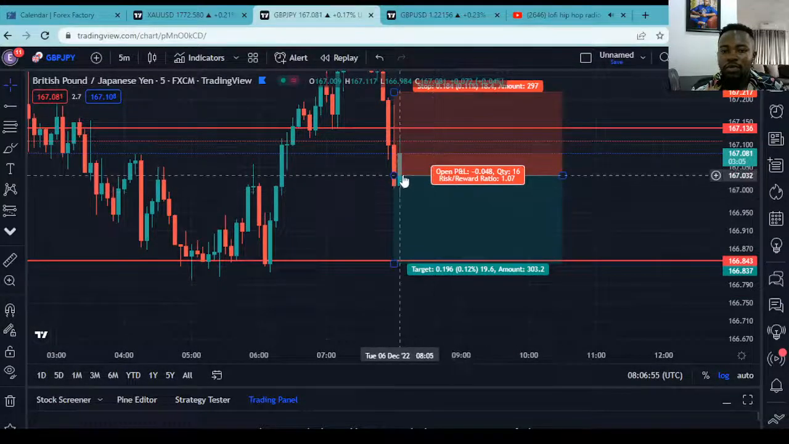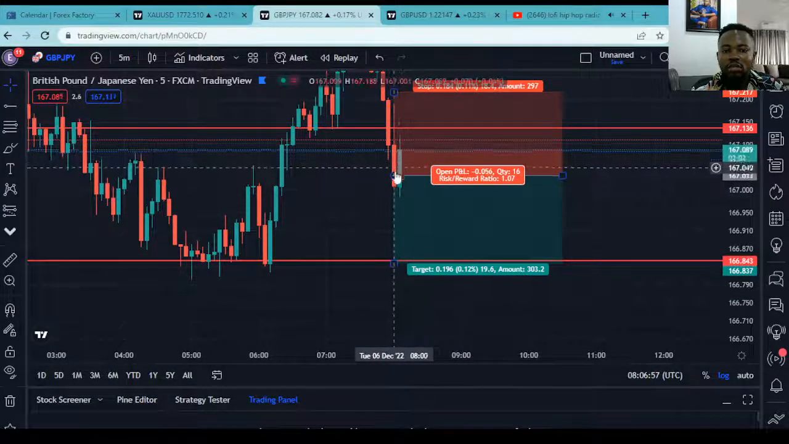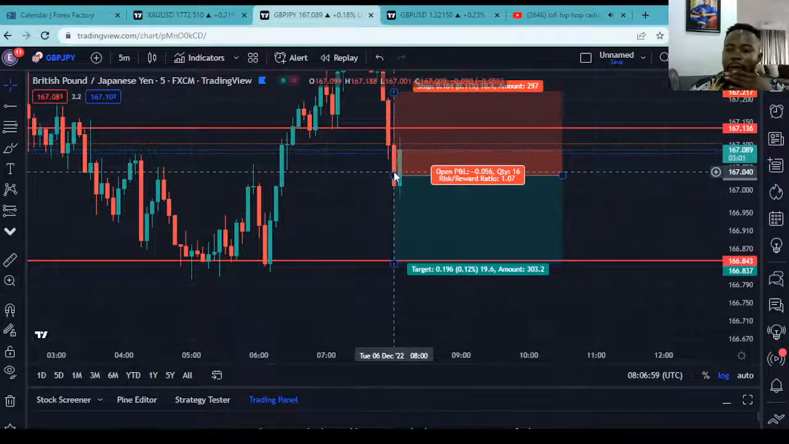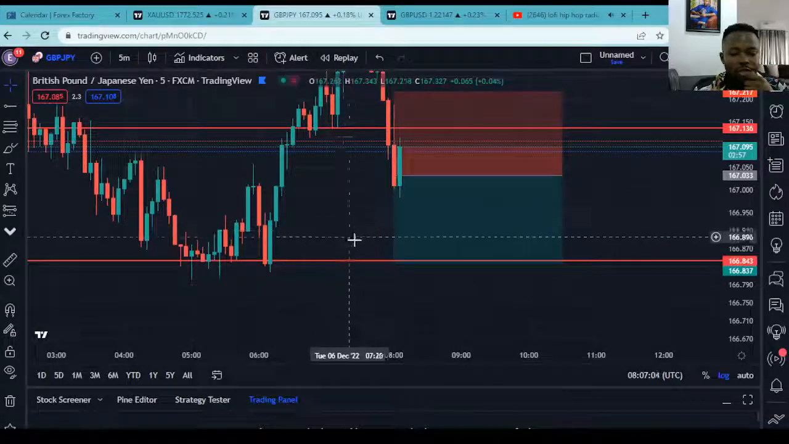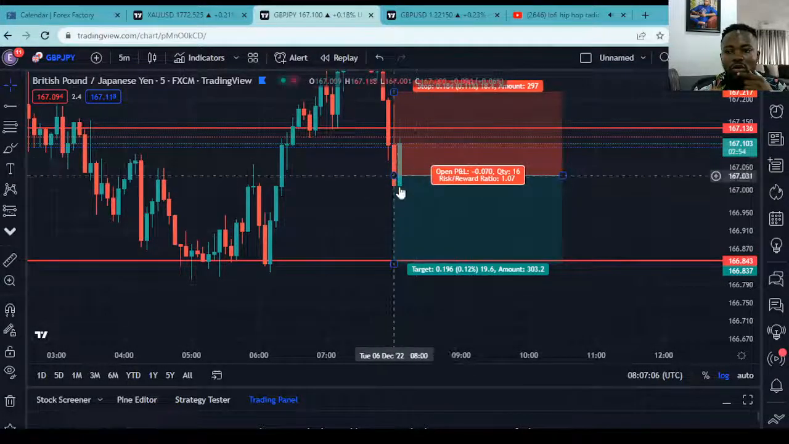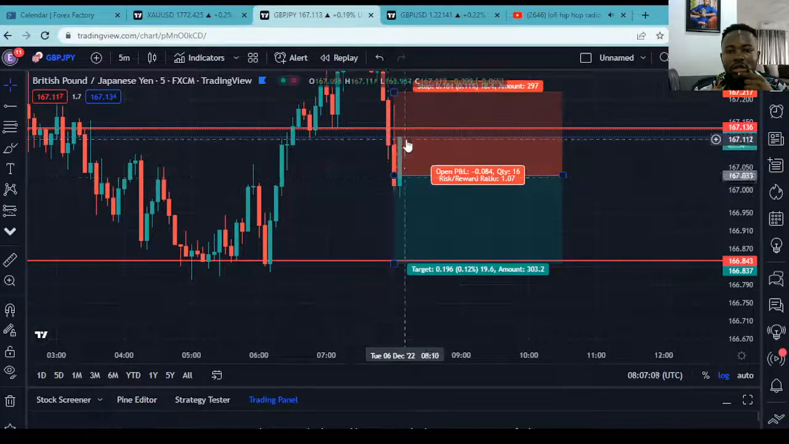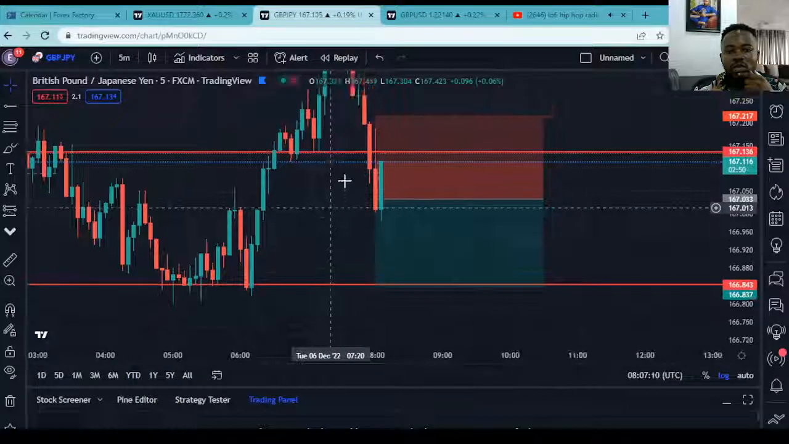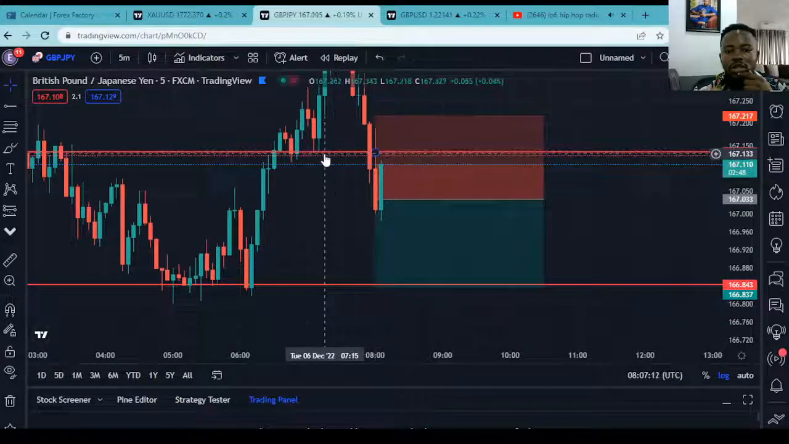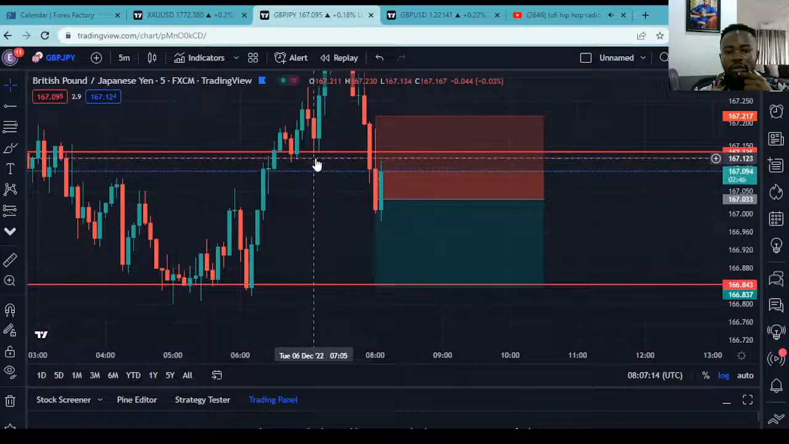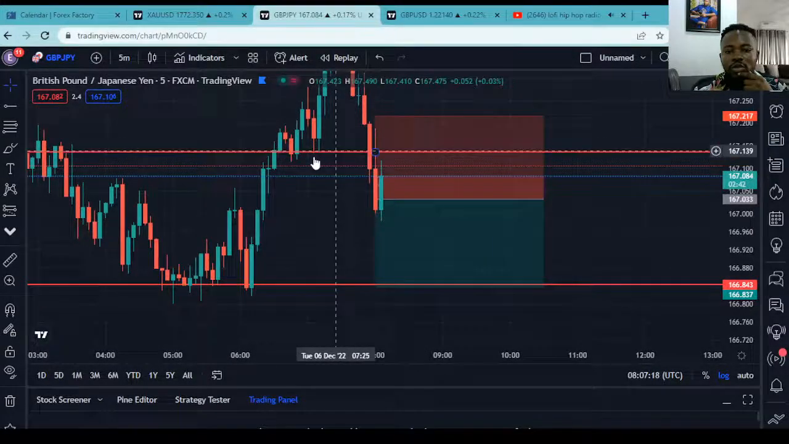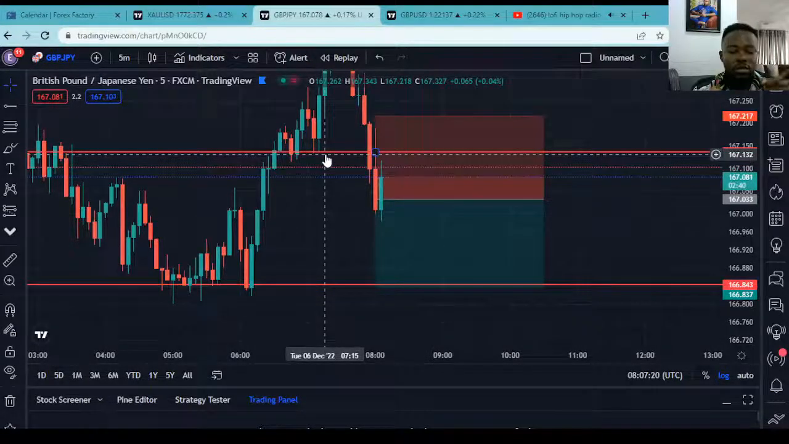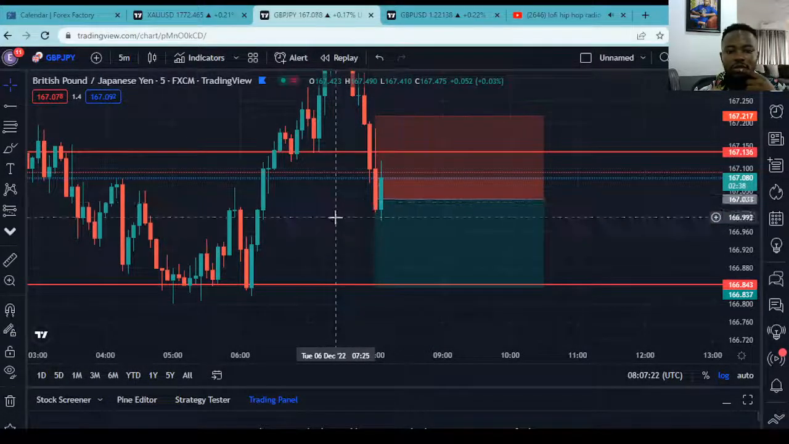If we have any 5 minute candle closing, what I will do, I will not exit. What I will do, I will close 50%, right? If I have a 5 minute candle closing bullish, I will close 50%. Or if we have a 5 minute candle closing above this resistance and this support that we have here, if we have any 5 minute candle closing above this support here, I will close my entire position at that point.